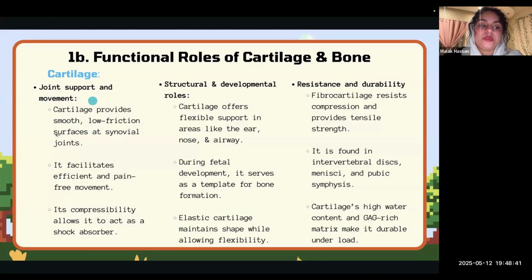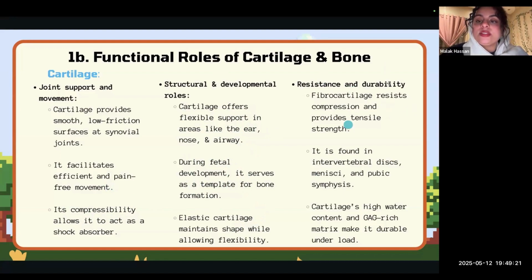So we have cartilage, which provides smooth and low friction surfaces at synovial joints, and it facilitates efficient and pain-free movement. All right, and compressibility. It acts as a shock absorber. Remember what we said about the water in cartilage. Now, it also offers flexible support in areas like the ear, the nose, the airway. And also, what we're going to talk about later is that it serves as a template for bone formation. So it's not just there in the adult body, it's also there during fetal development, and it forms a template for bone formation. And elastic cartilage is very flexible. You have elastic cartilage in your ears, your nose, etc.